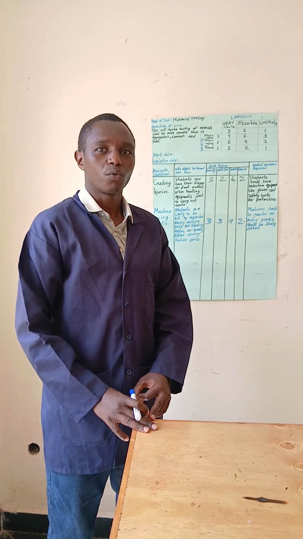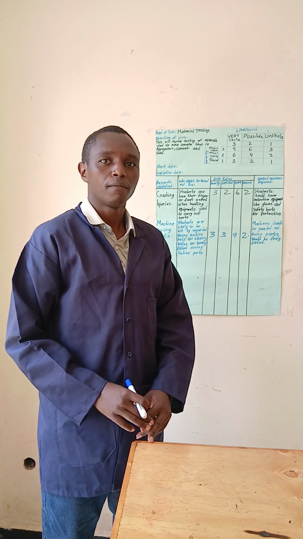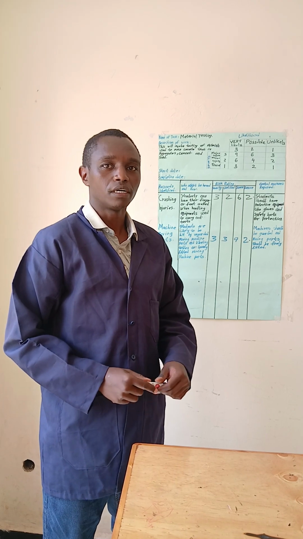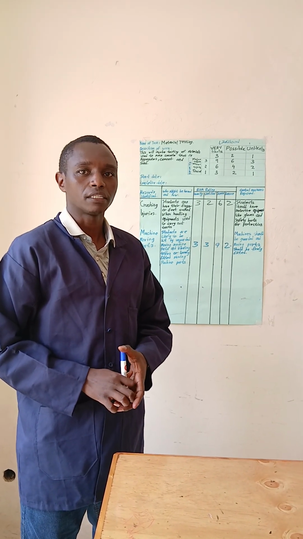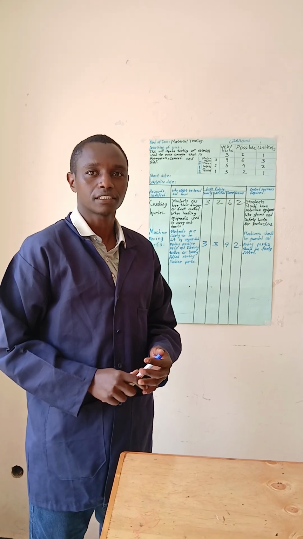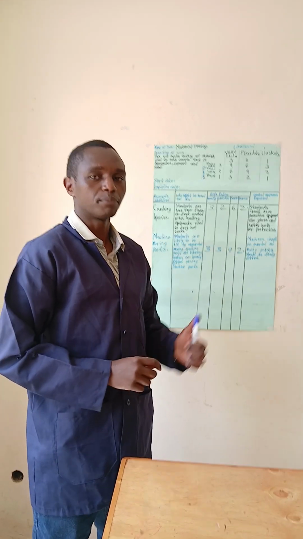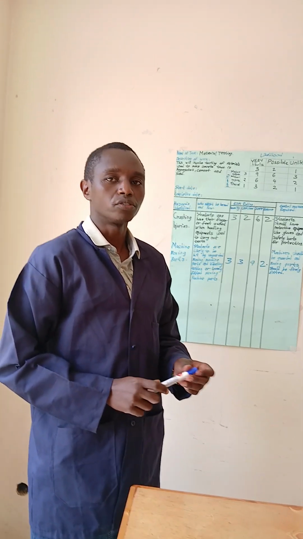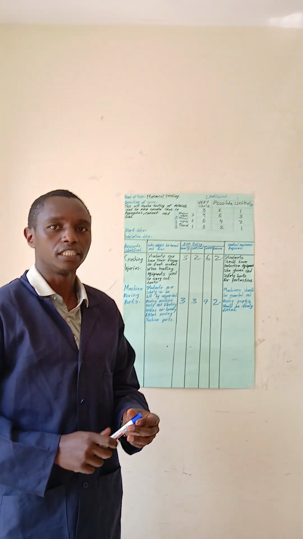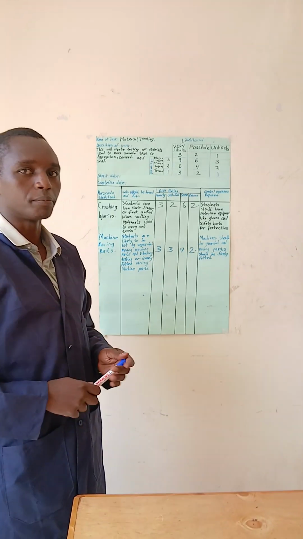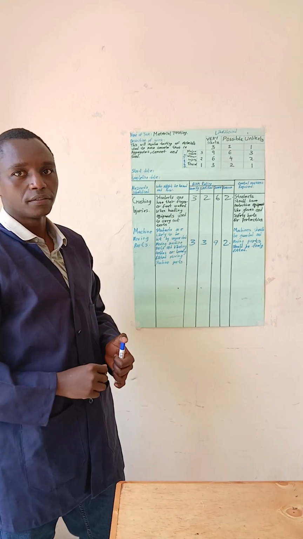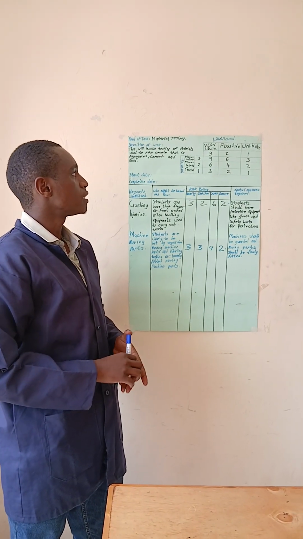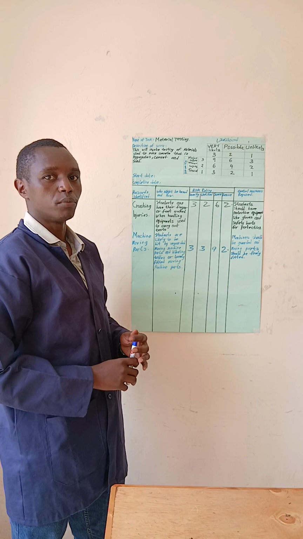Hello, welcome. Today we are going to prepare an assessment risk matrix, and we have an example here. I'm going to demonstrate how we read it, as I have already prepared it for you. At the far right side, we have the assessment matrix table.